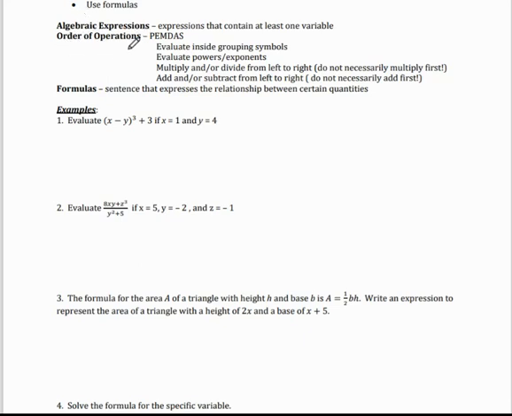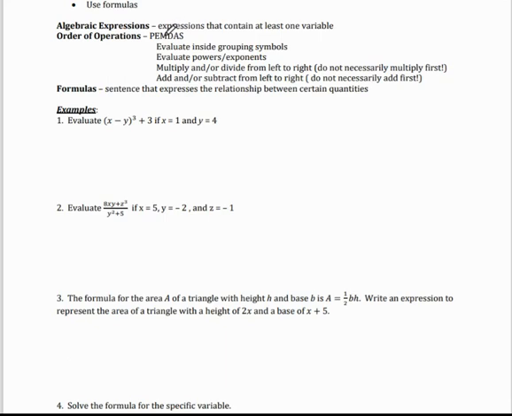Then we have order of operations, PEMDAS. We'll go through what each of these letters stands for. P is parentheses, or any grouping symbols. This might be a bracket. Parentheses, fraction bars can represent grouping symbols. So always do what is in grouping symbols first. E is our exponents. M and D go together, multiplication and division.